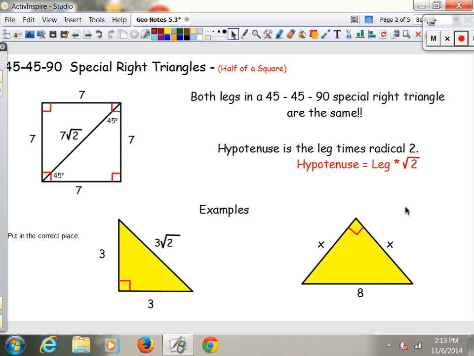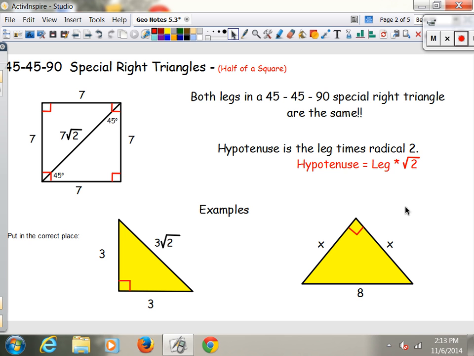4 radical 2. How can I get from 8 to 4 radical 2 in a shortcut? Cut it in half and put a radical 2 next to it. Boom, it's right there. Wow. So you don't have to do all of this if you're confident that you would know that shortcut. You would just say cut in half and then times it by radical 2.